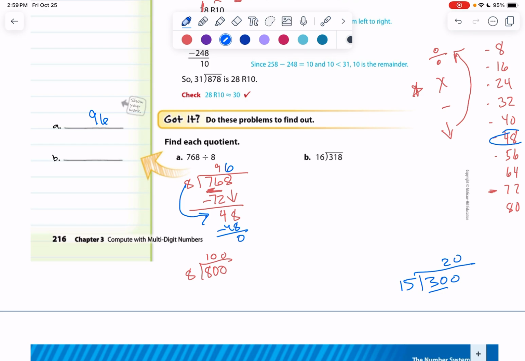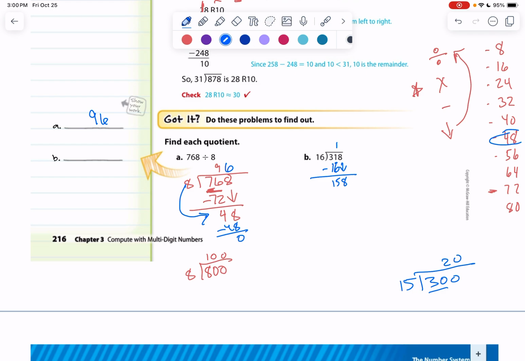All right, so I know I'm going to start with this place value here. 16, does it go into 31 twice though? No, that would be 32. So it's just once. 1 times 16 is 16. Subtract. All right, so 16 plus 15 is 31 because 16 plus 16 would be 32. Now I bring down an 8. Ooh, I got to do 16 into 158.